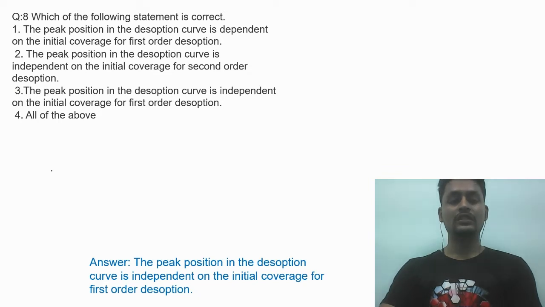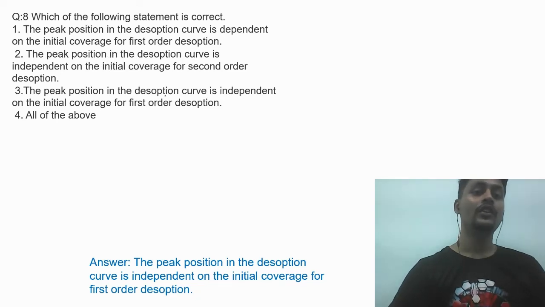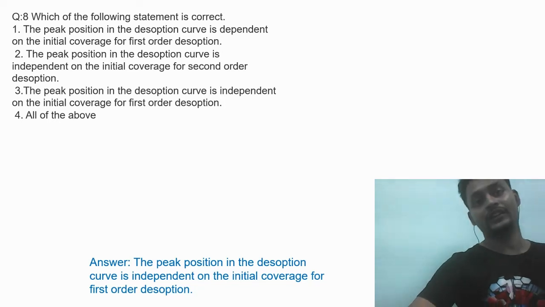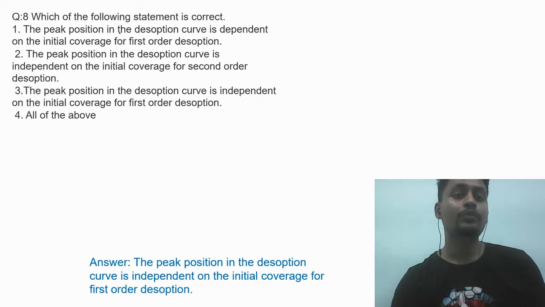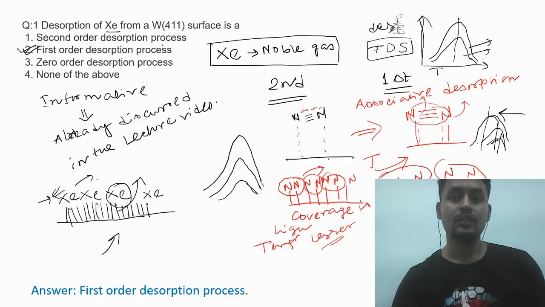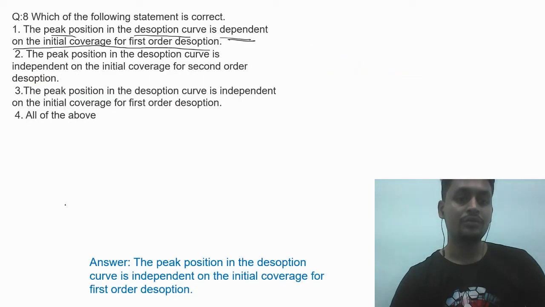Okay. So this is question number 8, because these are very much connected. That's why I have decided to discuss this together. Which of the following statements is correct? Let me check one by one. The first option says the peak position in the desorption curve is dependent on the initial coverage for first order desorption. We already discussed that for first order desorption, the peak position does not depend upon the initial coverage. So this option is not true.